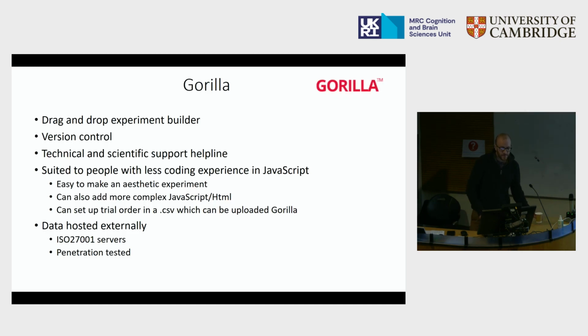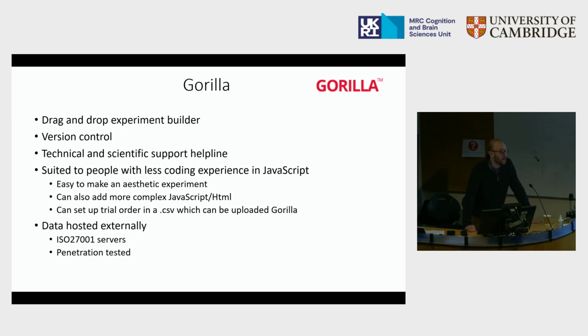So Gorilla is something that is less used in the department, but it's something that we do have a license for, and more people are starting to use it. One of the advantages is if you've got less coding experience, it's a drag and drop way of coding experiments. It has nice things such as version control. If you have collaborators around the world, you can all log into your experiment and make modifications without having to send emails back and forth or Dropboxes back and forth.